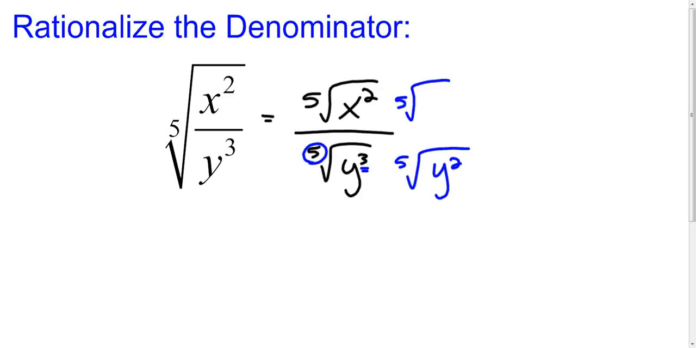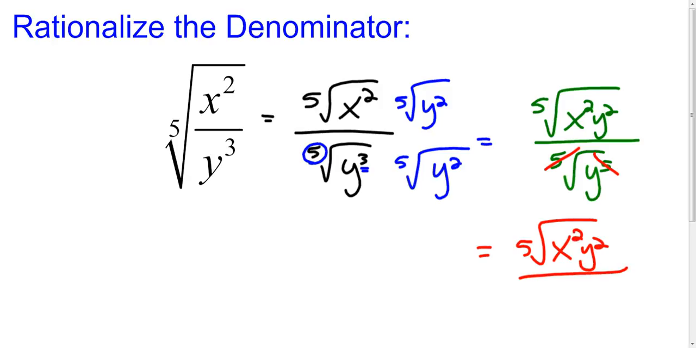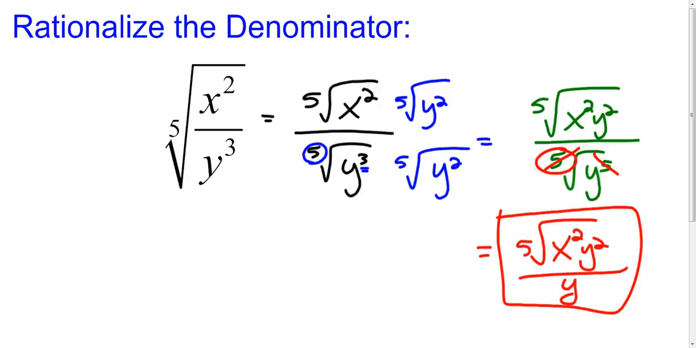If I do that to the bottom, I have to do that to the top. Okay, so when I put the top together, I end up with the fifth root of x squared y squared over the fifth root of y to the fifth. And then, of course, these two cancel each other out. And I get the fifth root of x squared y squared over just simply y. Don't need it to be an absolute value because this is an odd index right here. So I don't need to do anything with that. Okay, so that's how that goes.